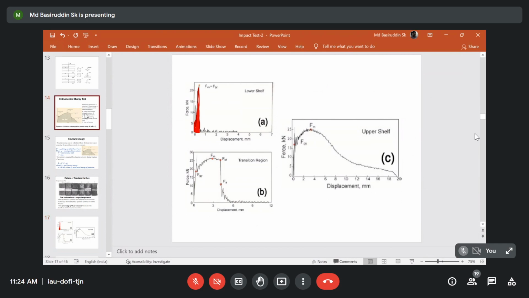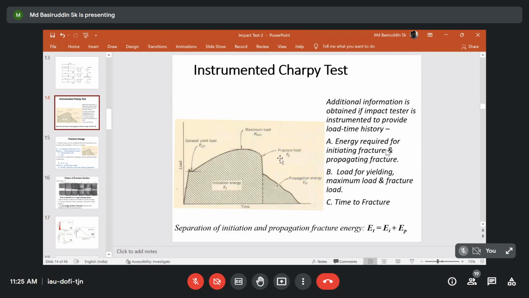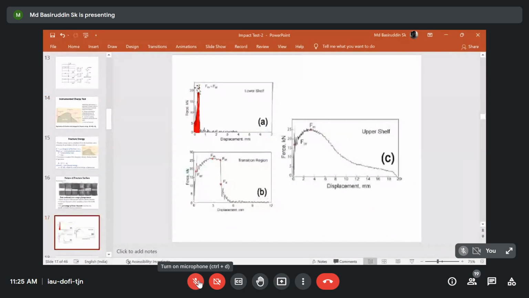That means if the fracture initiation load reaches the yield load, then the material will abruptly fail, or the load will suddenly drop. And if the load suddenly drops, then maybe the material will separate into two pieces. And then the propagation energy, you will find that a negligible propagation energy will be there.